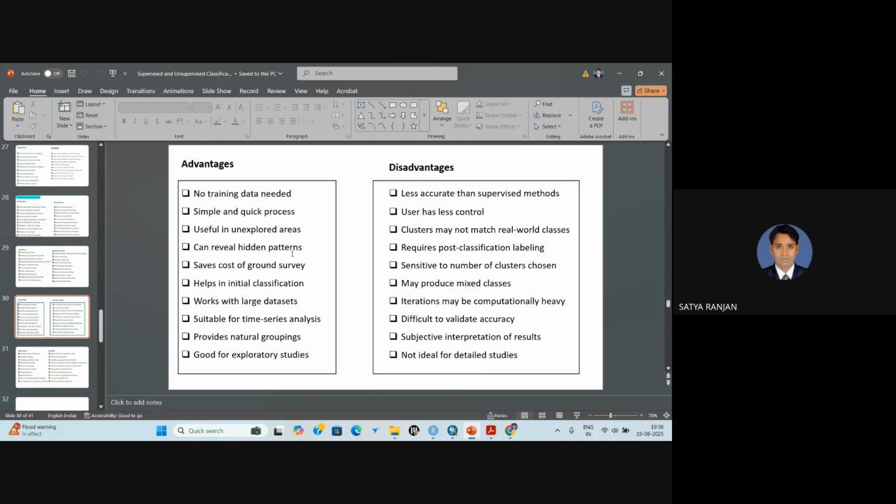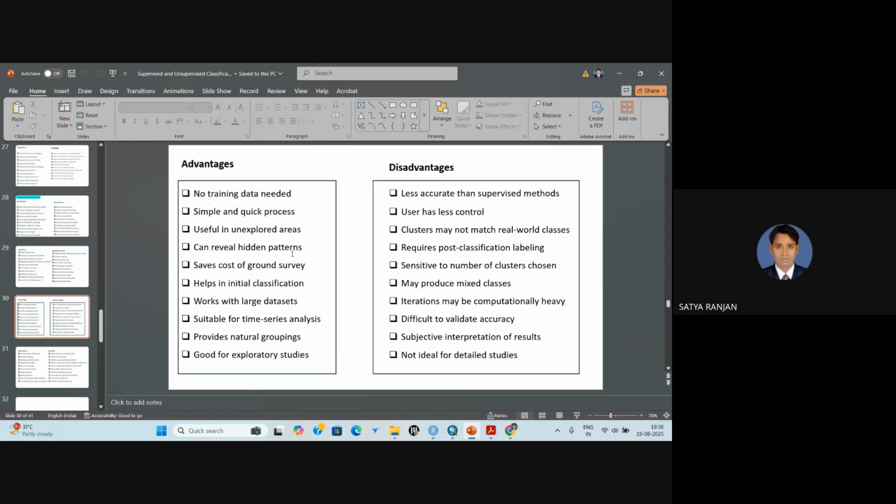And the disadvantage is that it's less accurate than supervised methods because the user has the analysis based on the local areas, so it gives the accurate sample data for this sampling. And clusters may not match the real world classes, and the user has less control in the unsupervised. It produces some mixed classes of two or three classes, and it creates one boundary, and it is difficult to validate accuracy, and not ideal for detailed studies. For detailed classifications, it is not ideal.